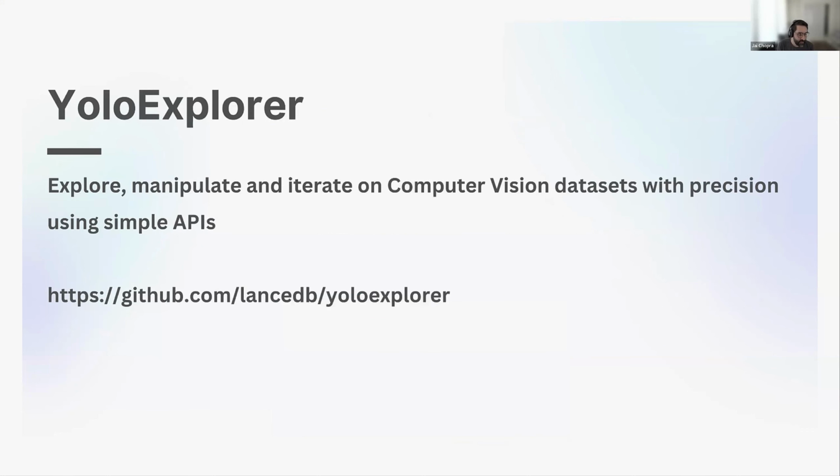Okay, so I am going to now hand over to Ayush, who's been working on this awesome project that we call YOLO Explorer. And the idea is to sort of introduce practical ways, I guess, to be able to explore, manipulate, and iterate on computer vision data sets using really simple APIs. And so we're going to walk through some examples and then talk a little bit about data management as well as we walk through these examples.